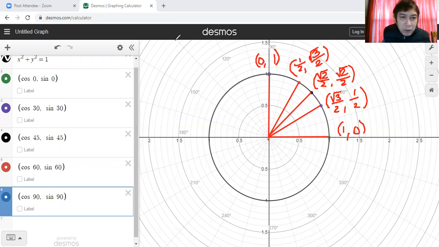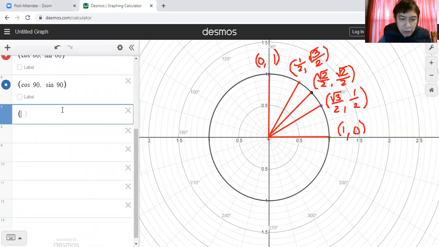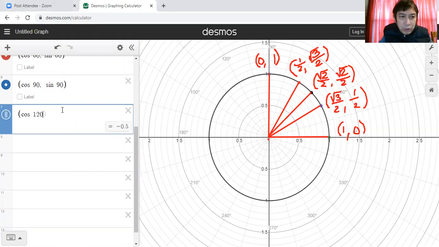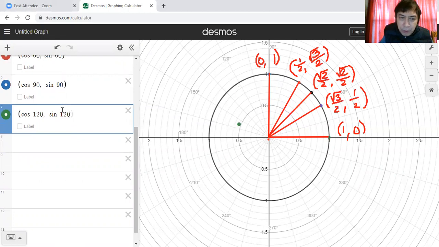Okay, next is 120. So all we need to do is provide the next coordinate. Okay, let's scroll. This will now be cosine of 120 for the x and sine 120 for the y there. And you see the green point again. That will be the intersection of the terminal side of the angle with the unit circle. And so this will be the terminal side there.